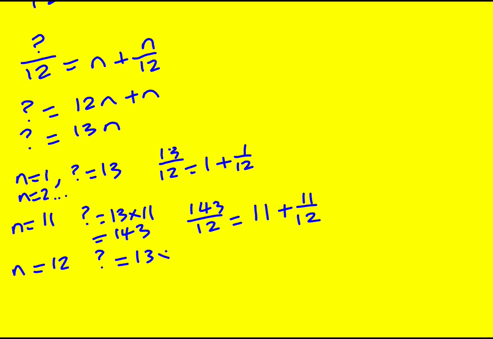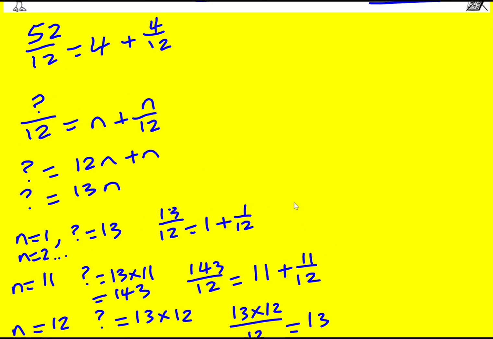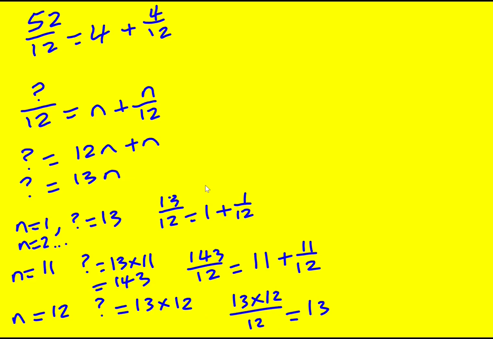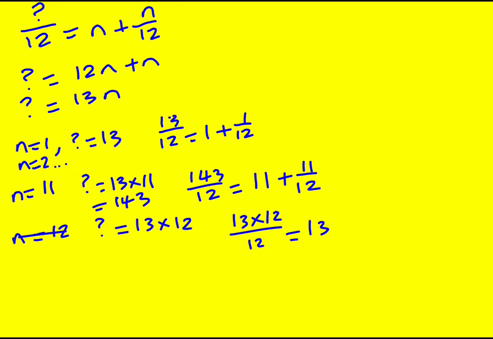But if I go beyond that to n equals 12, then it breaks basically. I'm going to get 13 times 12, and when I divide by 12, I'm actually going to get a whole number answer, because basically the remainder can only be less than what you're actually dividing by. So there's no way, like basically the pattern breaks here.